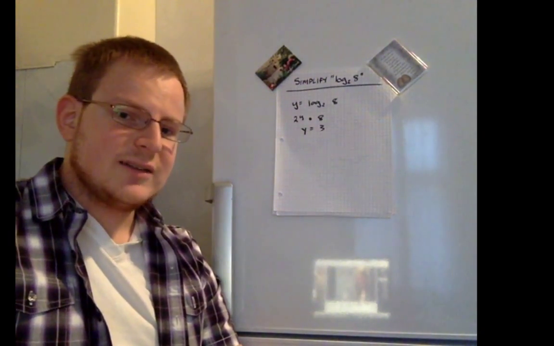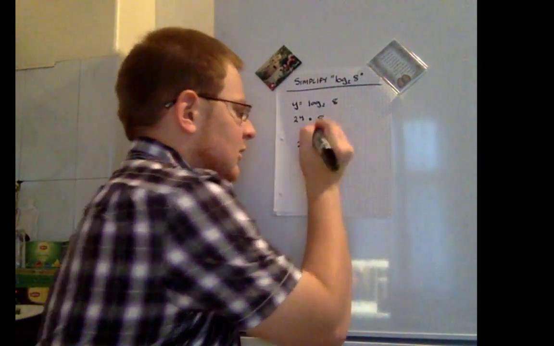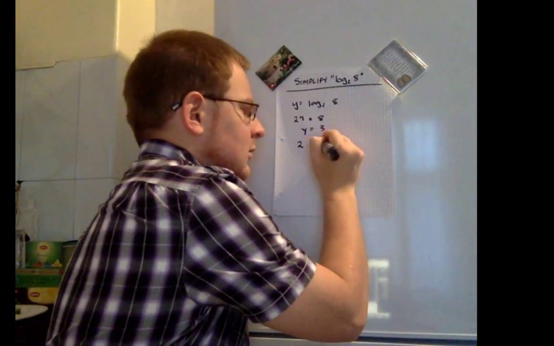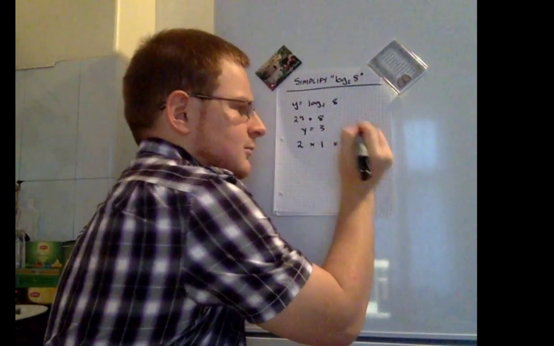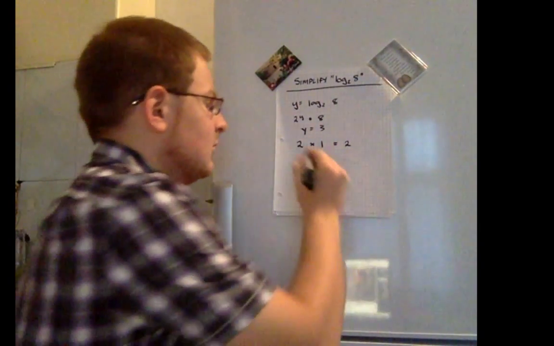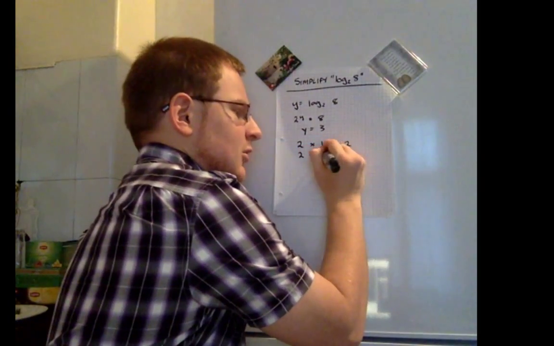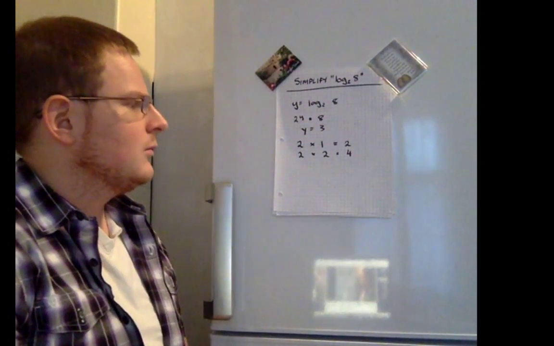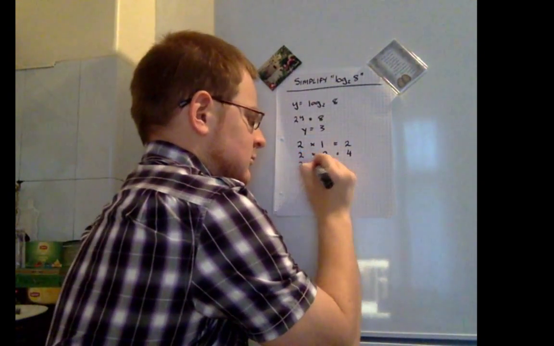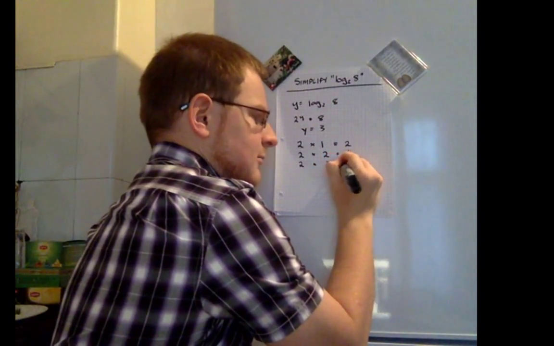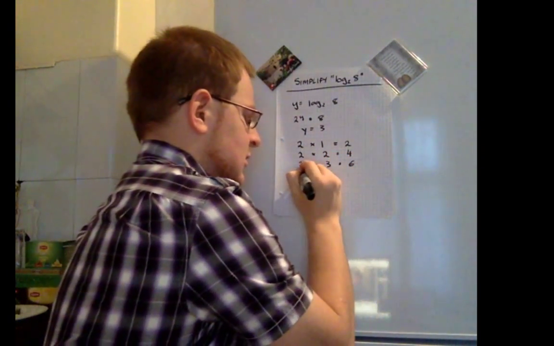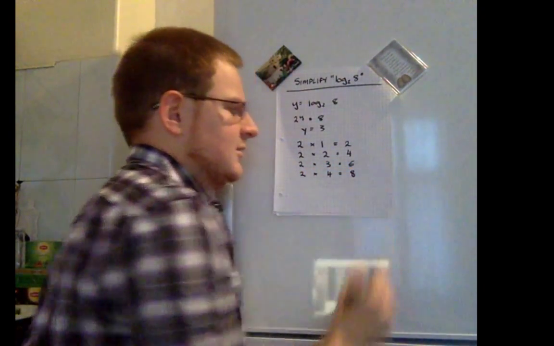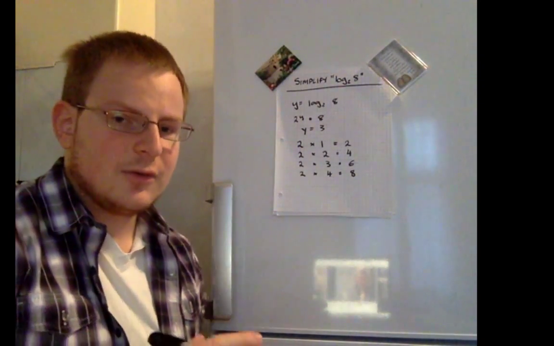I like to start just by taking the number 2, multiplying it by 1. It's 2. 2 multiplied by 2 is 4. 2 multiplied by 3 is 6. 2 multiplied by 4 is 8. Don't need to go any further than that in order for this problem to make sense.